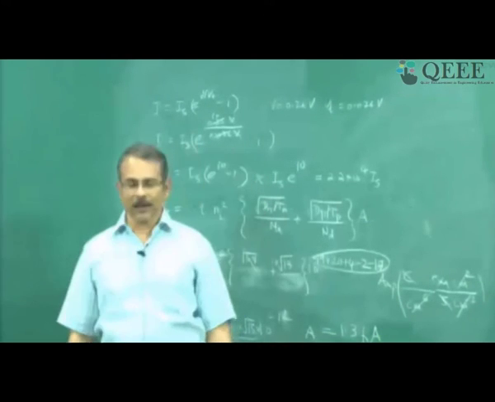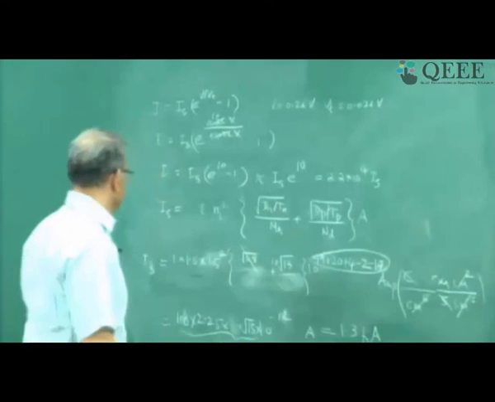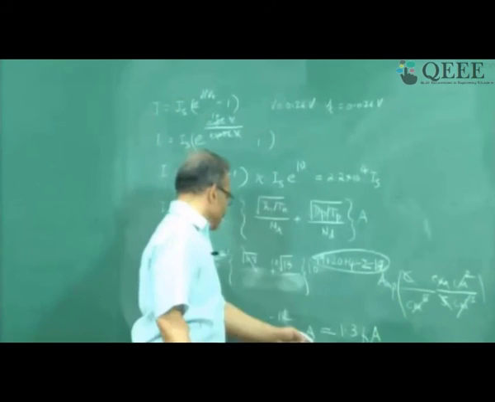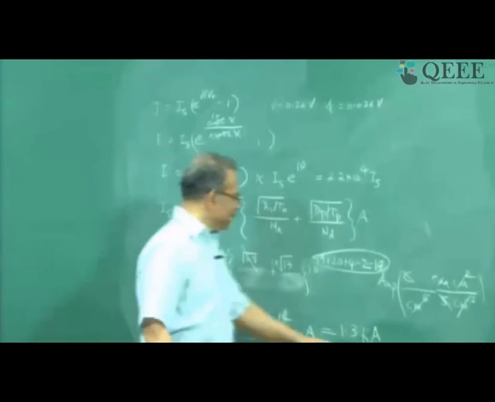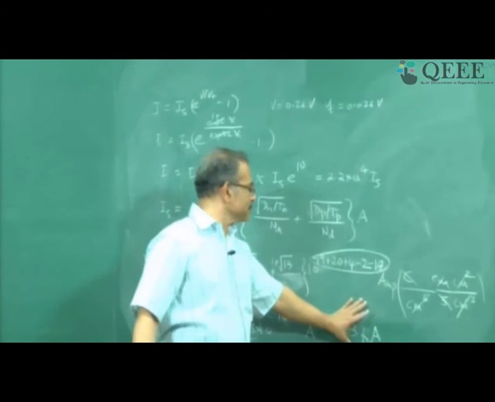This is a fairly common value, right? So I know that I am right. So IS is 1.3 picoamps. At least my order is correct.